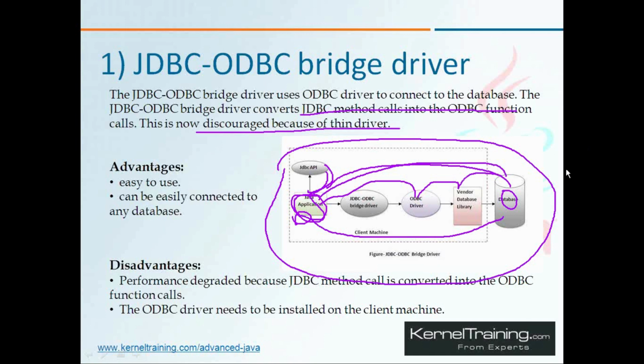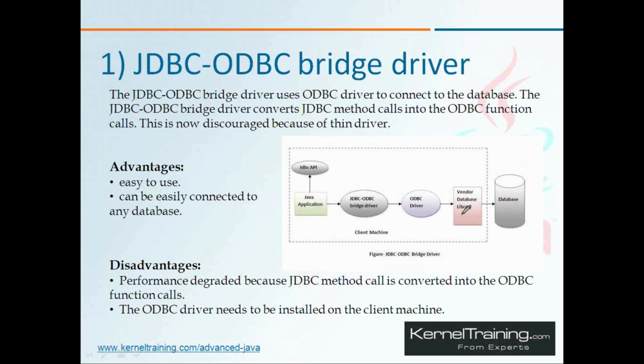We can see with this architecture, there are a number of layers. Your Java application is connecting to the JDBC ODBC bridge driver. Your JDBC calls are converted into ODBC calls. You may ask why we are not using ODBC directly. Because ODBC is written in the C language, and the C language is platform dependent and it is unsecure. That is the reason we are not using ODBC directly.